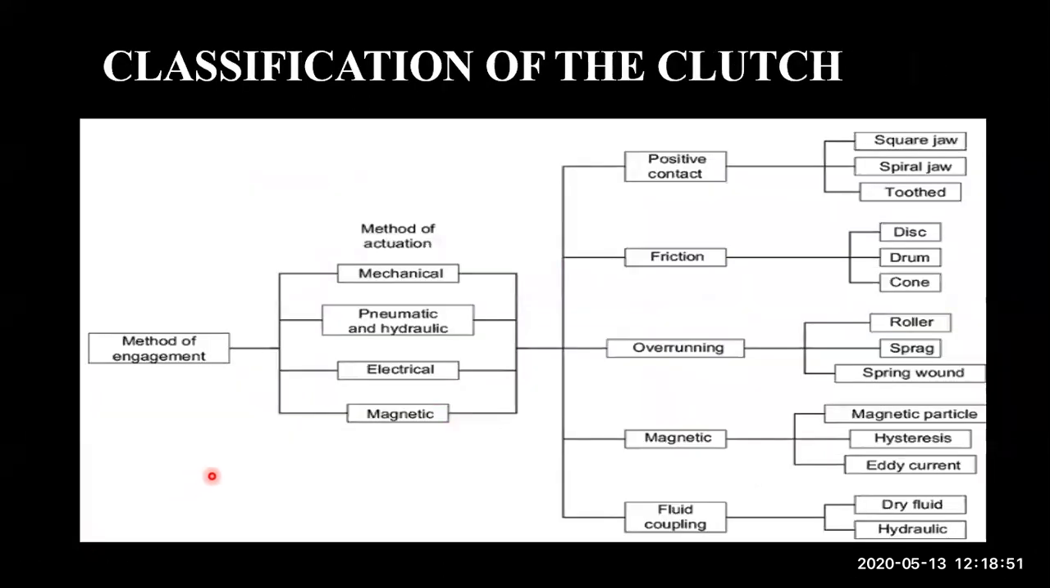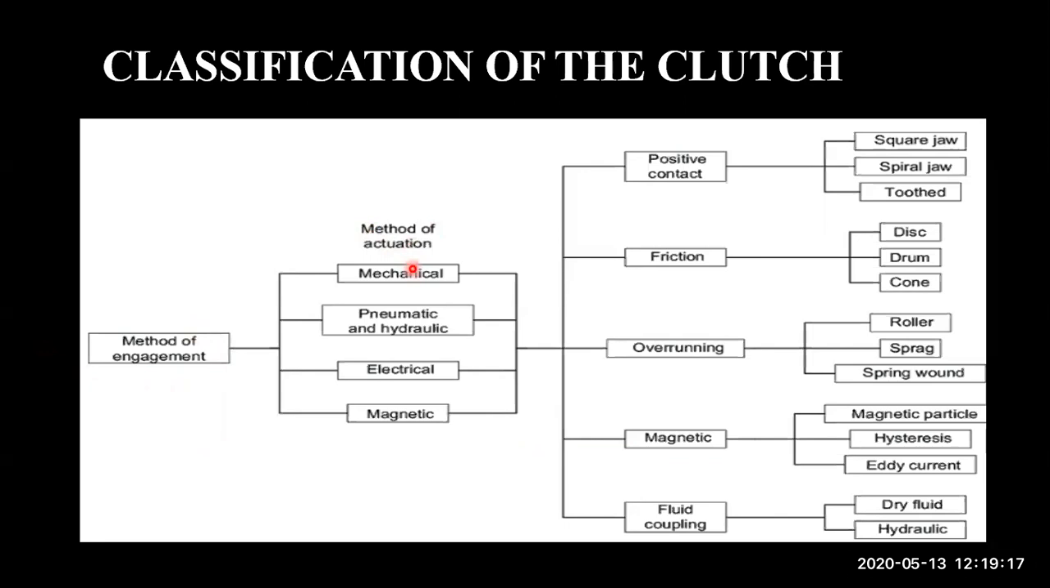So if you see the classification of clutches, they're classified into two kinds. The first kind is the method of engagement, how you are engaging, and the second method we'll discuss next, which is the clutch element, whether it is a positive or friction clutch and all those things. So first, let's say the method of engagement.